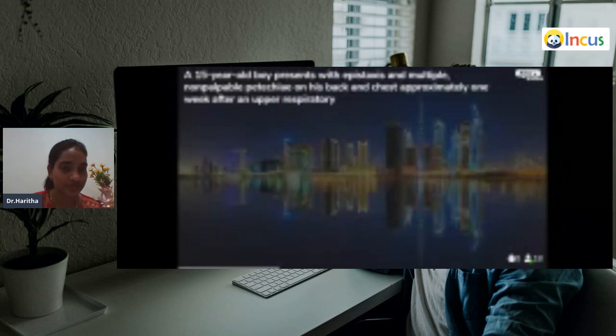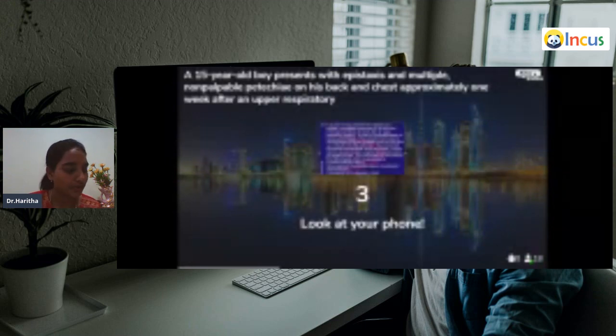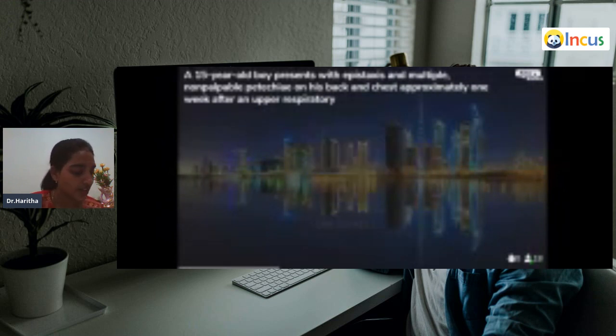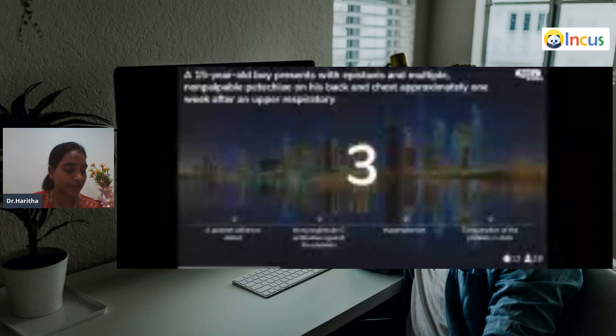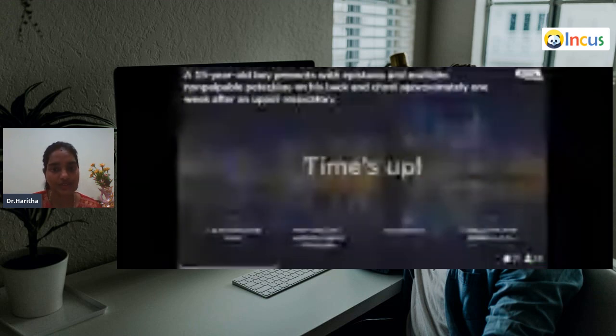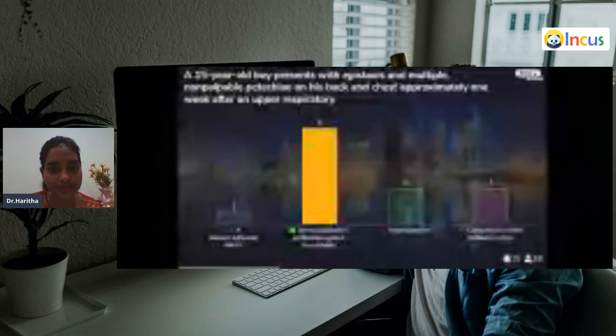Yeah, this question is interesting. A 15-year-old boy presents with epistaxis and multiple non-palpable petechiae on his back and chest approximately 1 week after an URTI. No lymphadenopathy or splenomegaly. CBC is unremarkable except platelets of 5,000, which is low, and bone marrow is showing increased megakaryocytes. So what's your answer? What could be the mechanism?